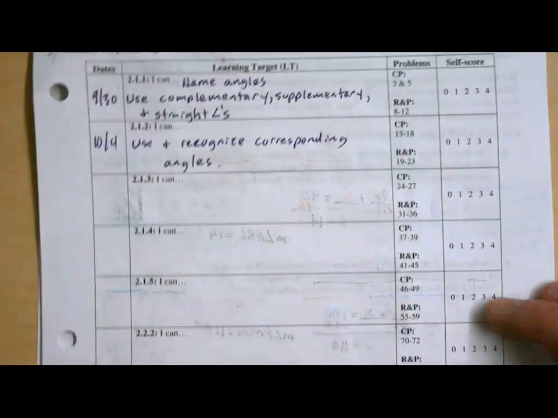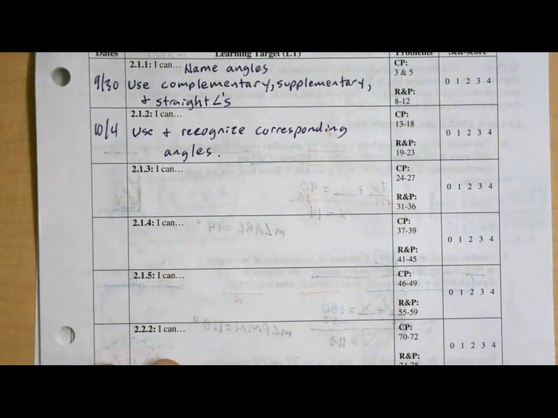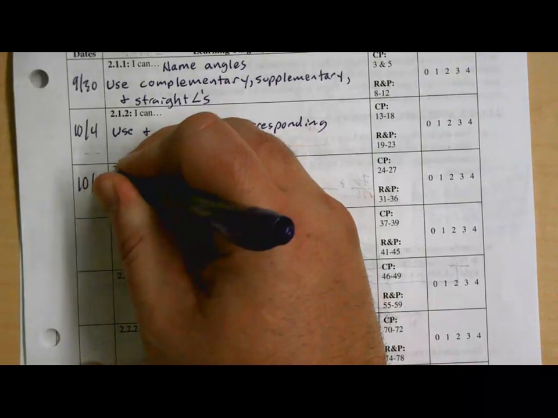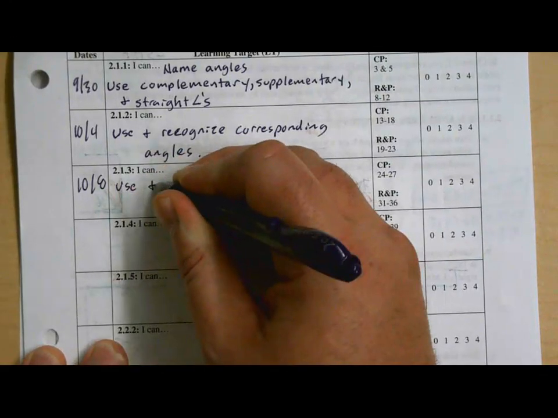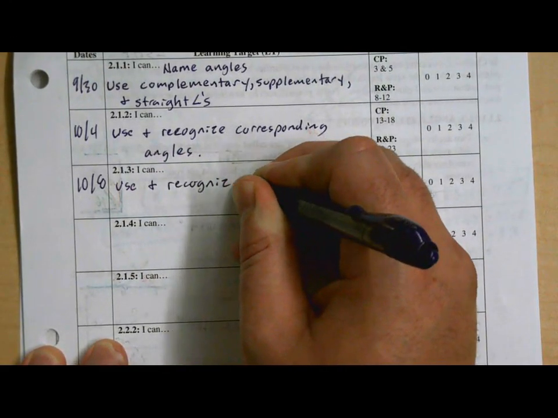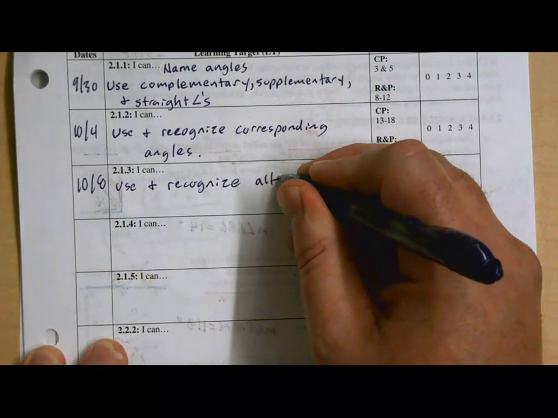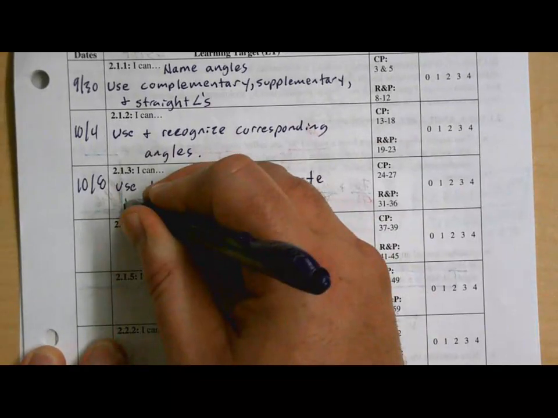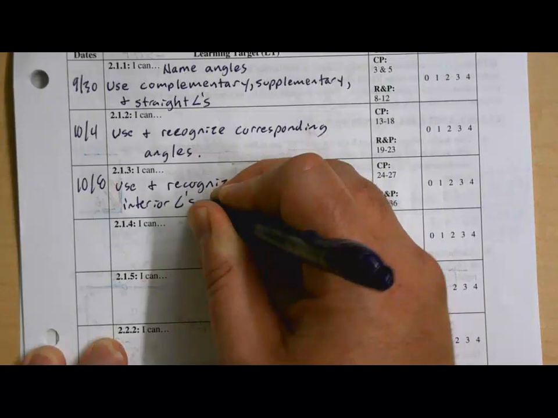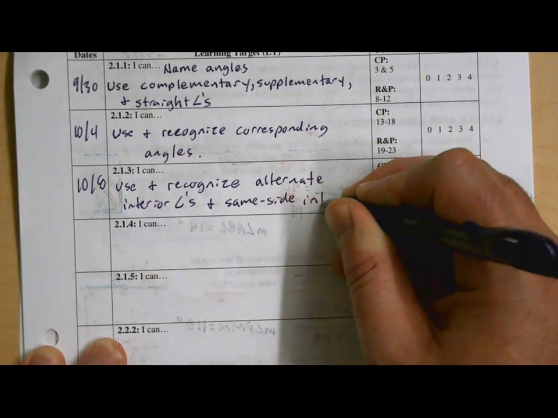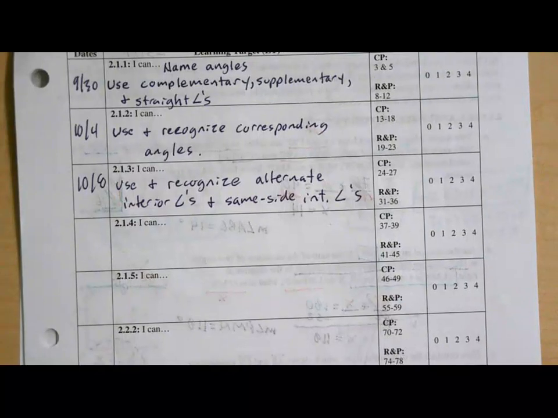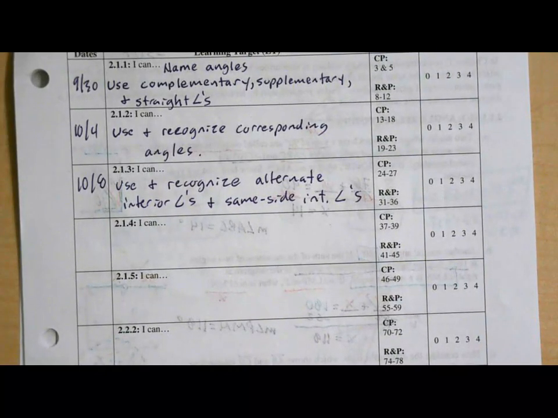So today we're going to tackle 2.1.3. Let's get today's date on here, October 8th. We're learning some new angle pairs today. So two new angle pairs, alternate interior angles and same side interior angles.